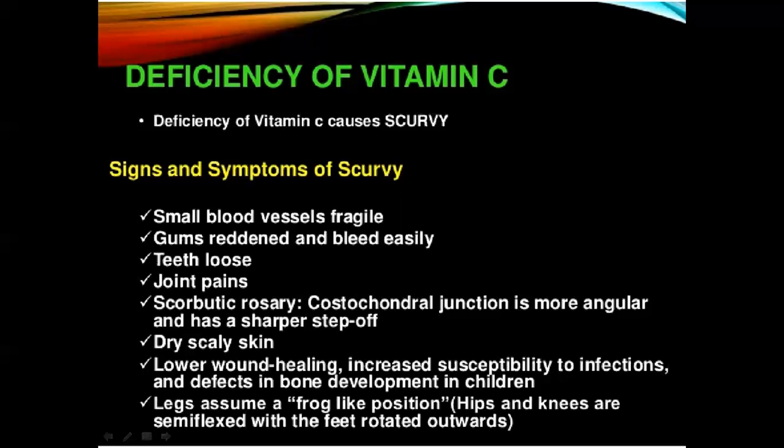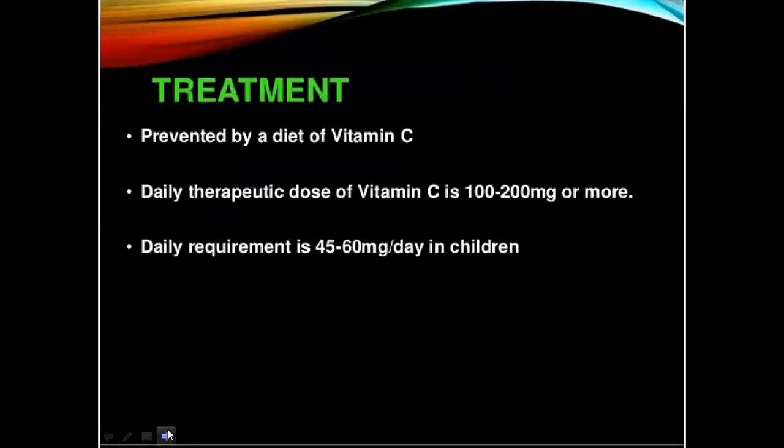Hips and knees are rotated outwards. Now treatment. Scurvy is prevented by a diet of vitamin C. Daily therapeutic dose of vitamin C is 100 to 200 mg or more.